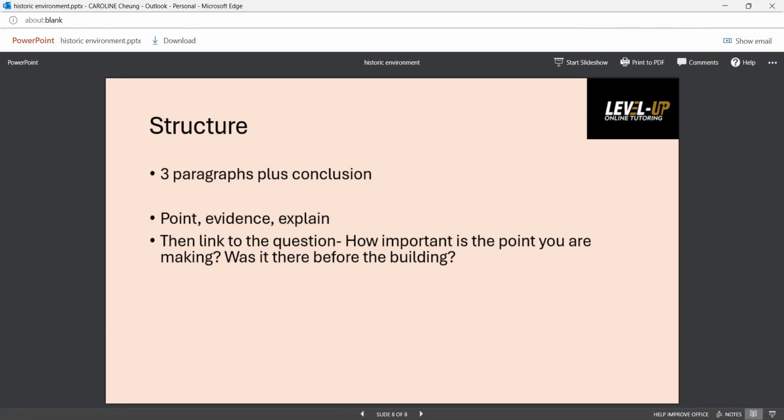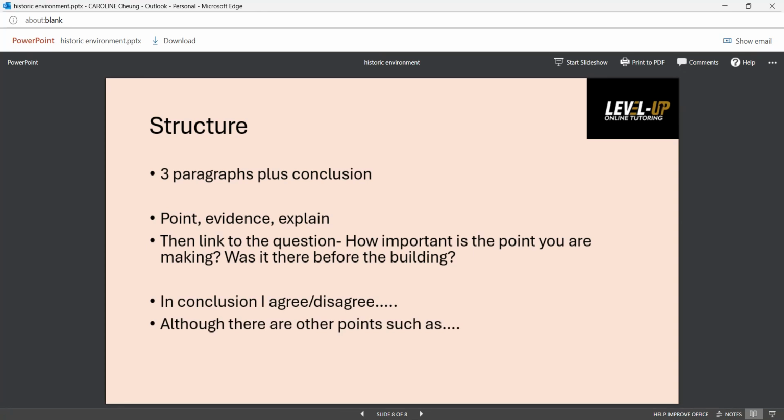And then you finish off with the conclusion. So in conclusion, I agree or disagree with the statement. Doesn't matter which one you put. You are going to talk about the other 2 points. So although there are other points, such as whichever 2 you thought were least important. And then your final sentence, it is clear that your chosen point is the most important because, one sentence just to sum it up. So there you go.